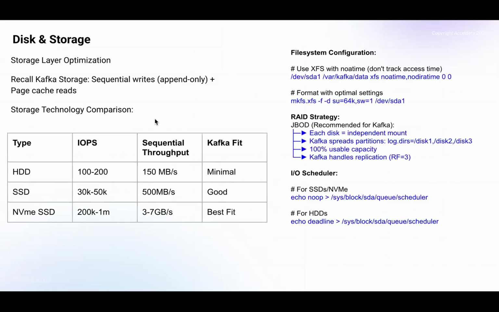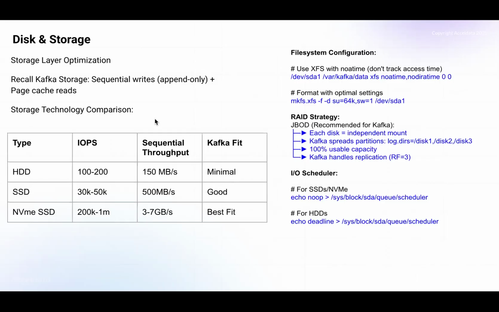For file system configuration, use XFS with the noatime mount option. Noatime means don't update the access timestamp every time a file is read. This is pure overhead for Kafka. When formatting, use mkfs.xfs with the optional stripe unit setting for your RAID configuration.